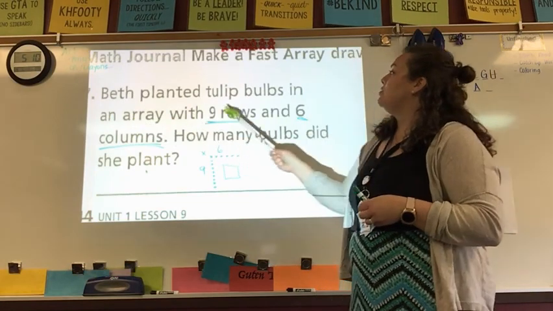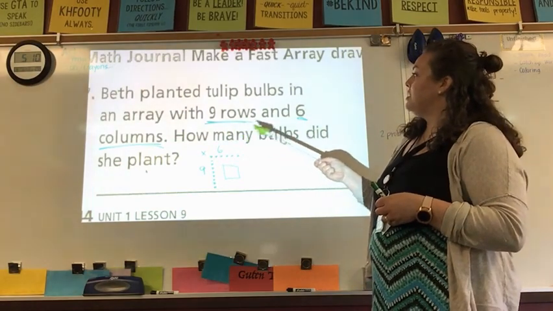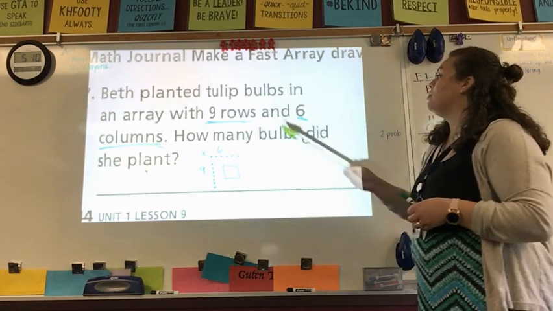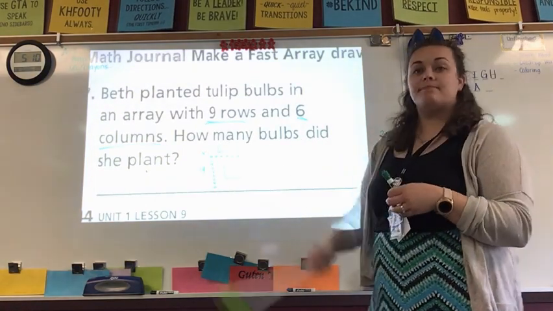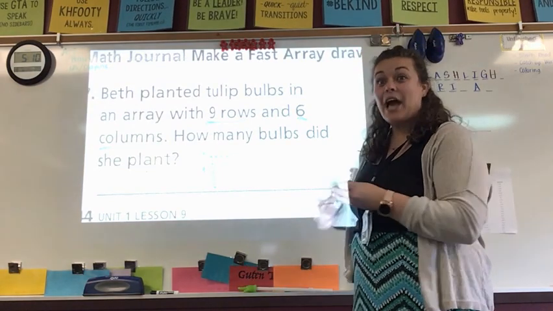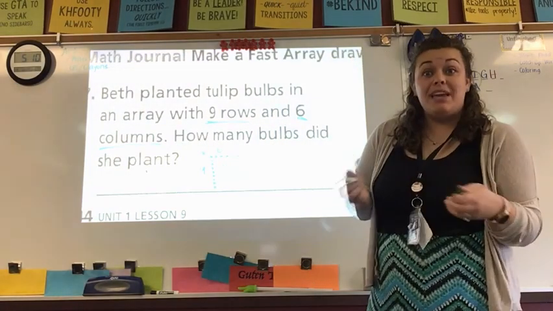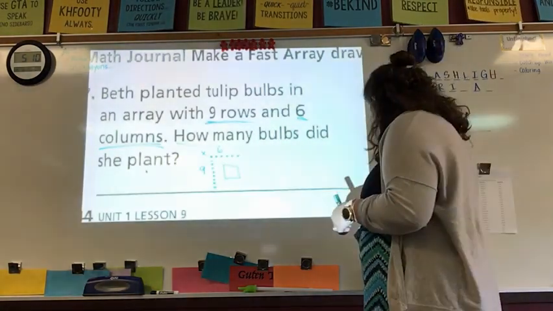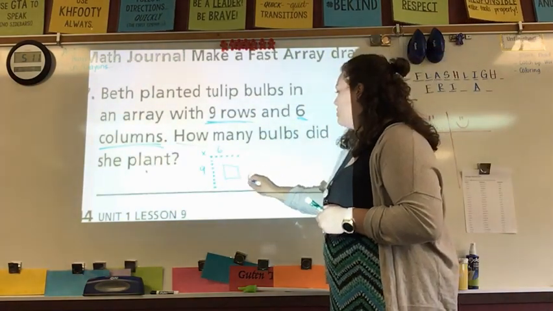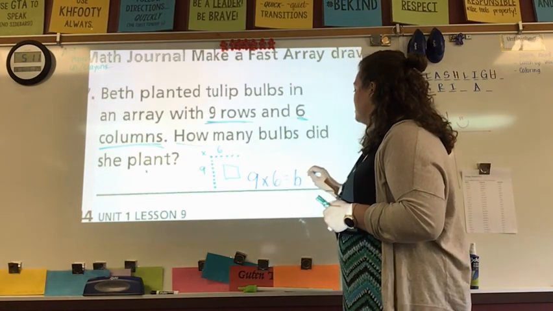Beth planted tulip bulbs in an array with 9 rows and 6 columns. How many bulbs did she plant? Did you catch the key information? How many bulbs, right? So, we're talking about bulbs, which means my equation gets to be about bulbs. And I'll switch to my darker marker here. If it's a 9 by 6 array, certainly I get to do 9 times 6 equals B for bulbs.